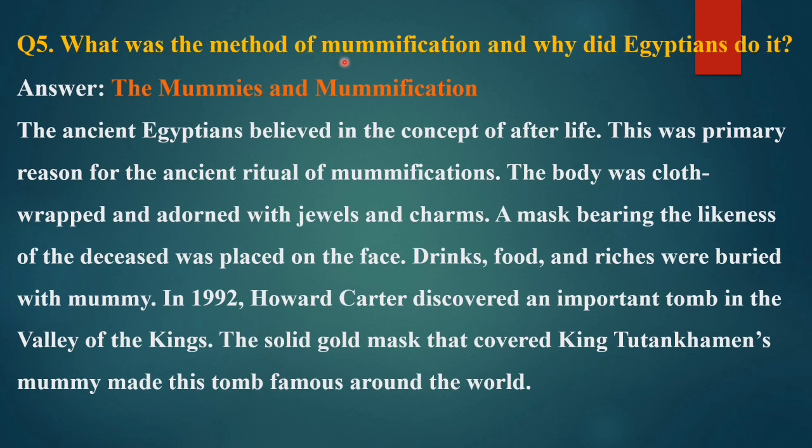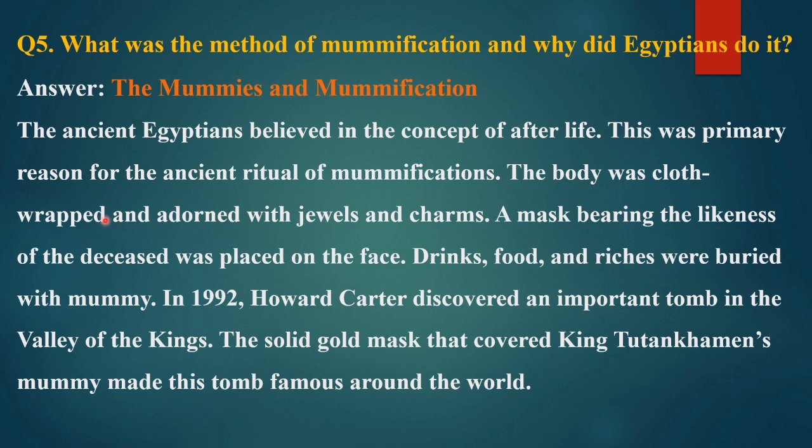What was the method of mummification and why did Egyptians do it? Mummification. Right. The mummies and mummification. The ancient Egyptians believed in the concept of afterlife. This was the primary reason for the ancient ritual of mummification.